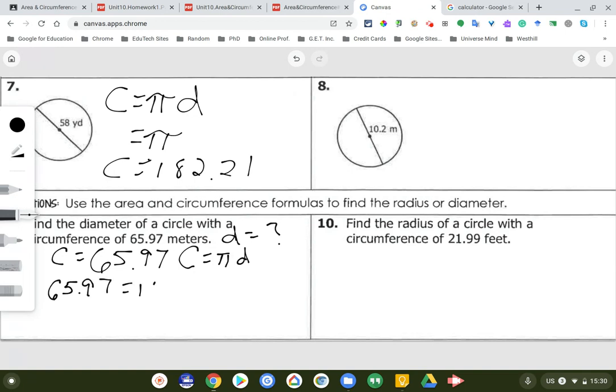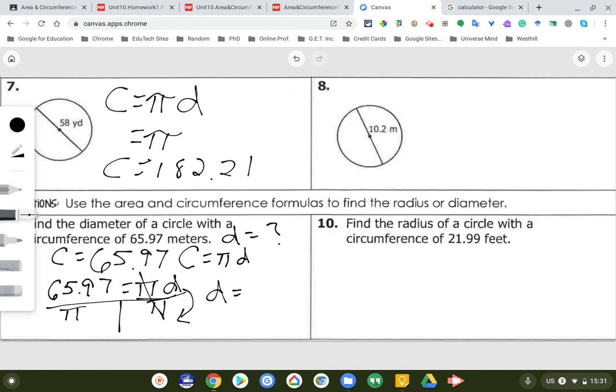65.97 equals pi times d. Okay, so we're just gonna divide by pi, right? We have pi times d, so we're gonna divide by pi to get it over here, right? We do our river thing. Now these cancel out. And we have D over here, okay? This D will come down, but let's, for the sake, put it over here.